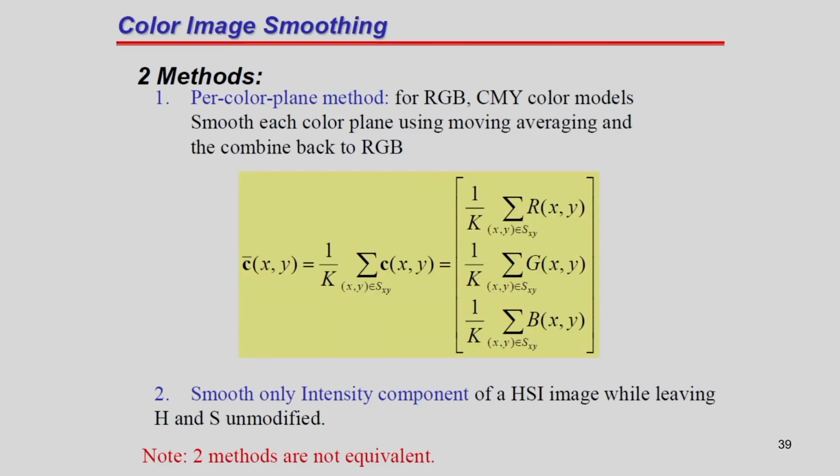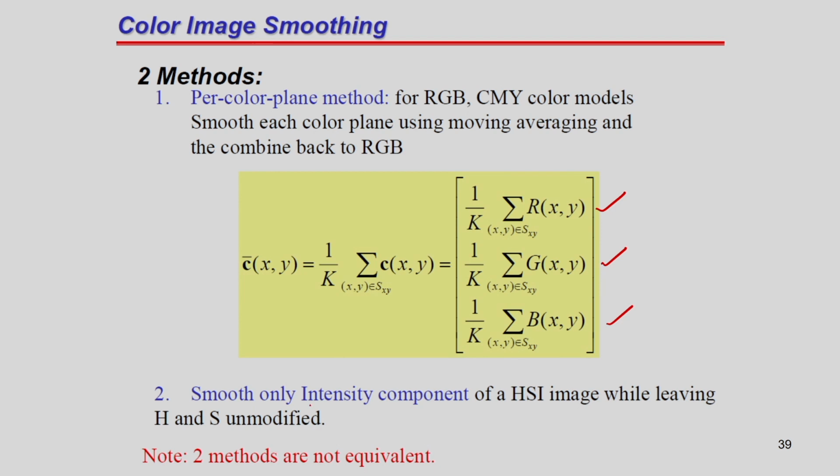And the color image smoothing. I can do the smoothing of the color image. In this case, the per-color-plane method: for RGB or CMY color models, smooth each color plane using moving averaging and combine back to RGB. So you can see I am considering the moving average filter, and I am considering the R component, G component and the blue component for averaging.